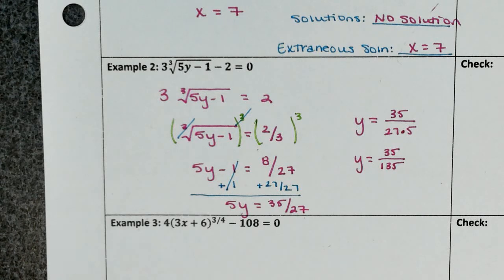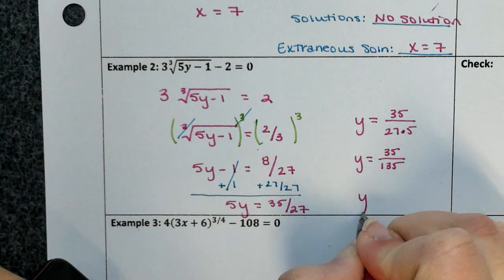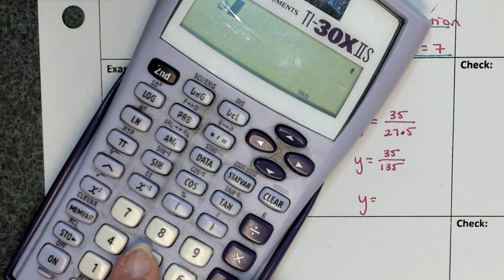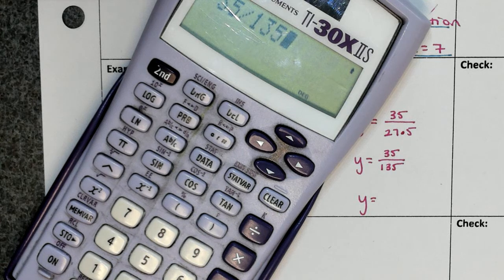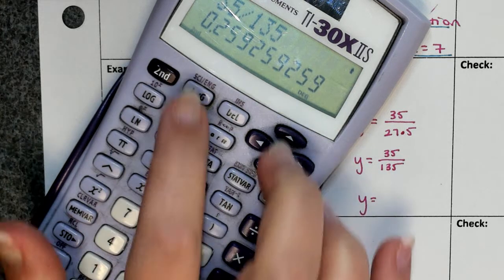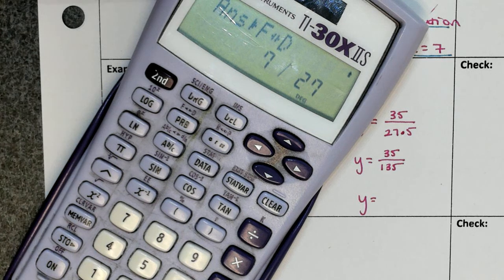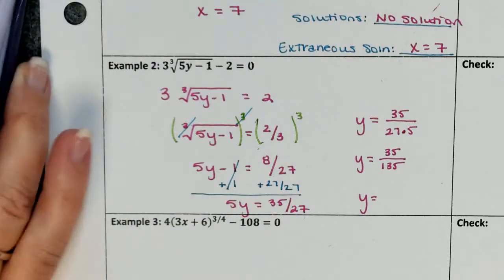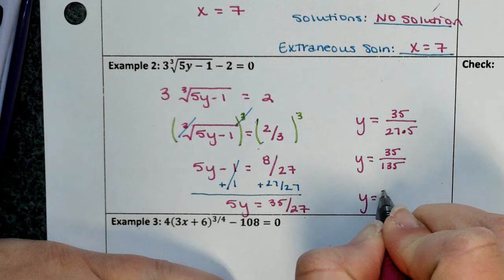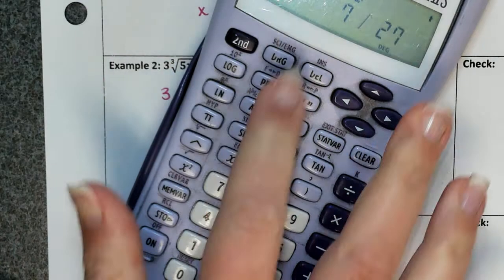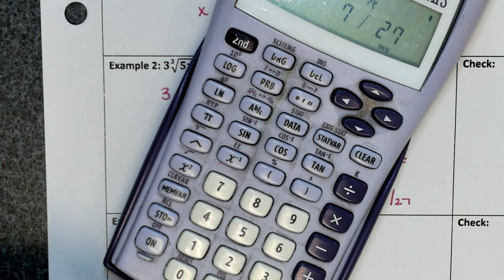Now I can reduce this. Again, you can use your calculator and reduce it. 35 divided by 135. Second, that fraction, decimal to fraction. 7 over 27. It's not a mixed number, so I can use that. If it was a mixed number, I would hit second and this fraction button, and it would convert it to 7 over 27.